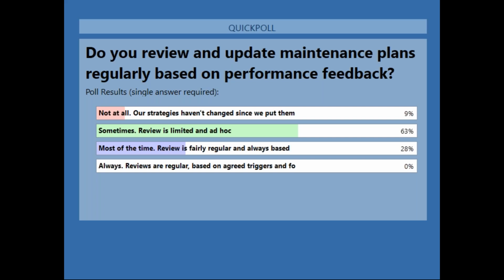It's not really a process. It's a little bit ad hoc. We got 28%, so they do it most of the time, fairly regular reviews, always based on failure, which is good. And we got nobody that says they always do it. There's no really regular review with agreed triggers, and certainly no formal process.